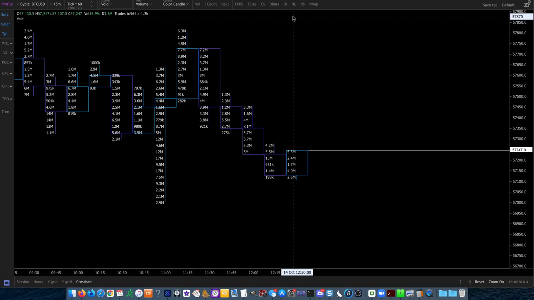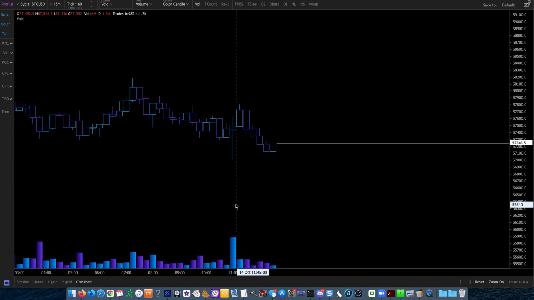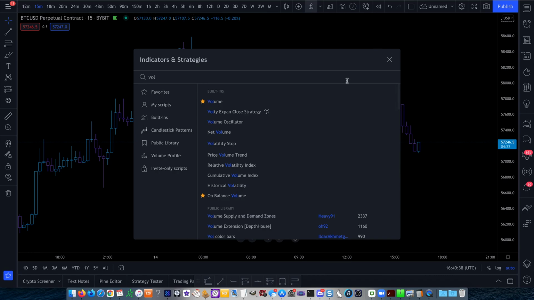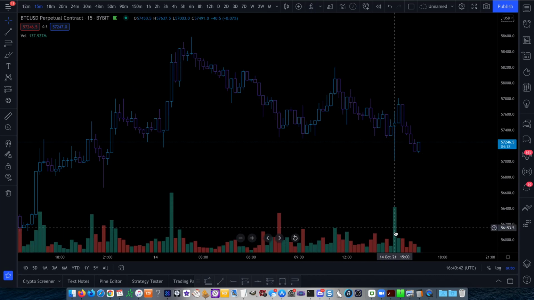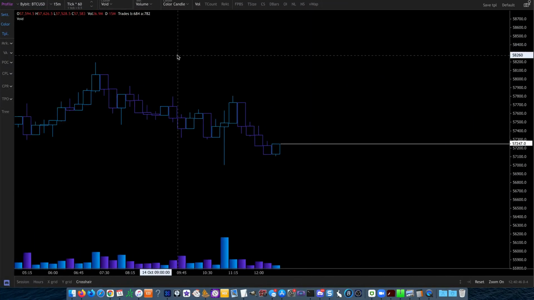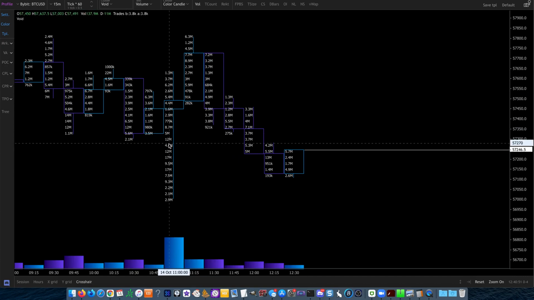Now, this is basically the same thing as volume candles on a regular chart. If we go back to TradingView, go to our indicators and turn on volume, it's the same thing as these volume candles down here. The only difference is now we can see exactly how much volume came in at each price.